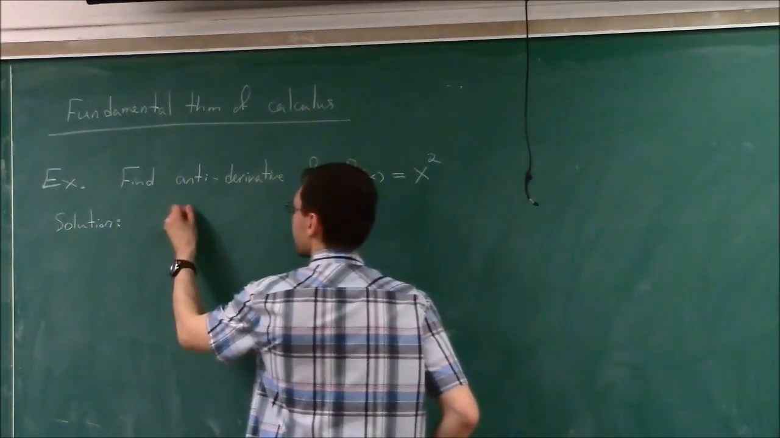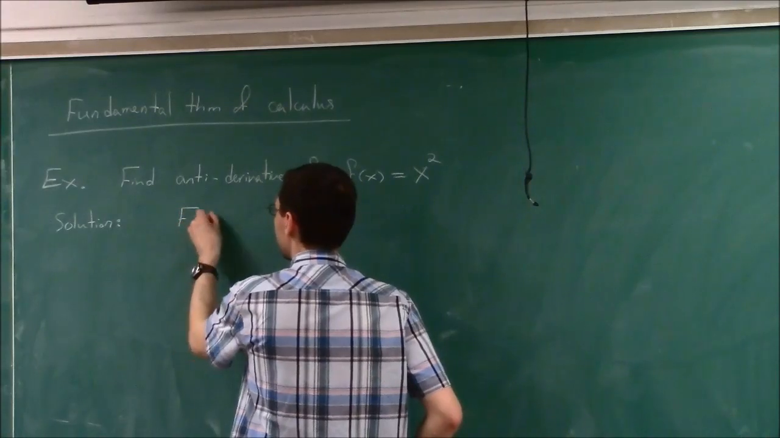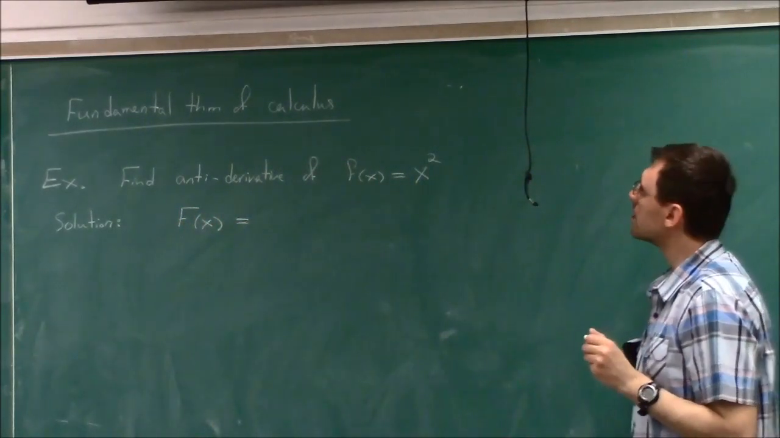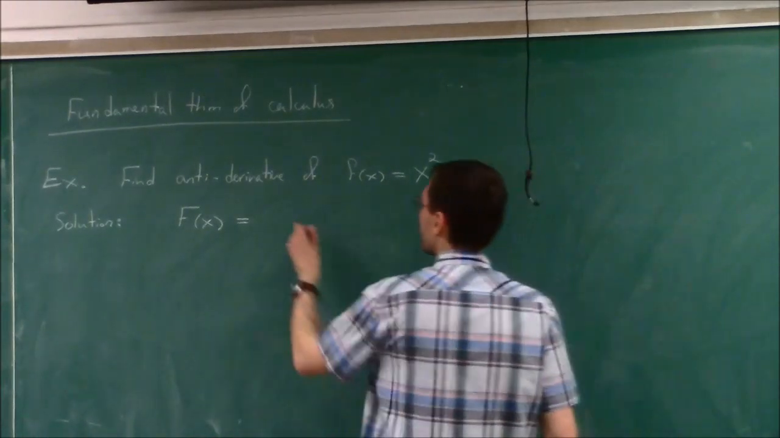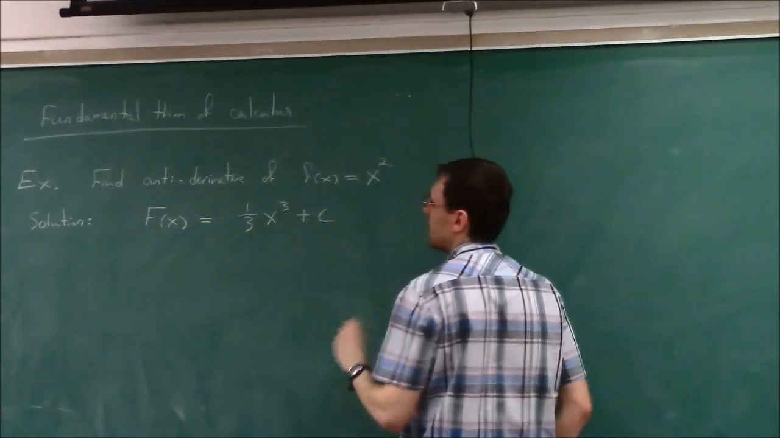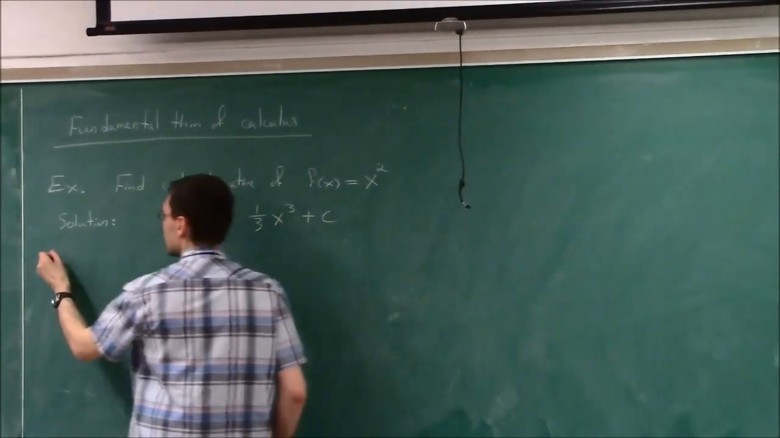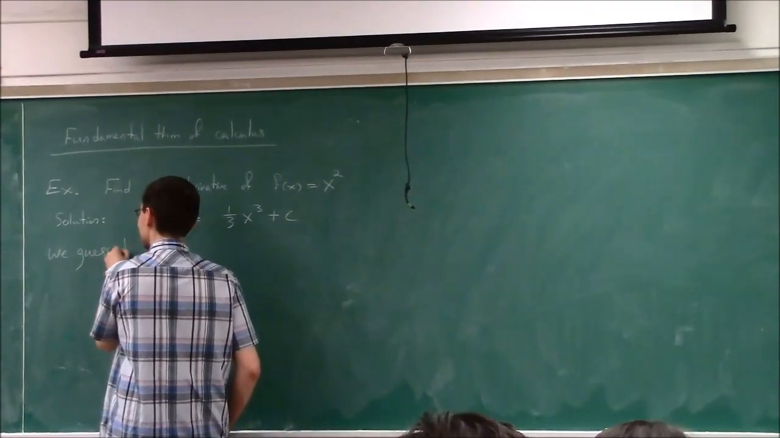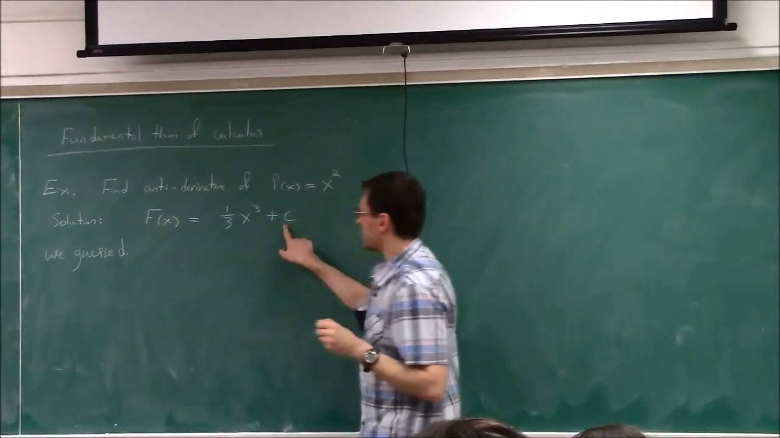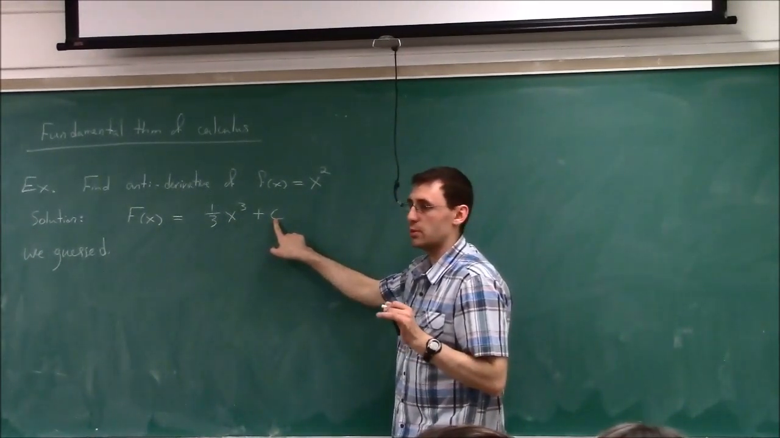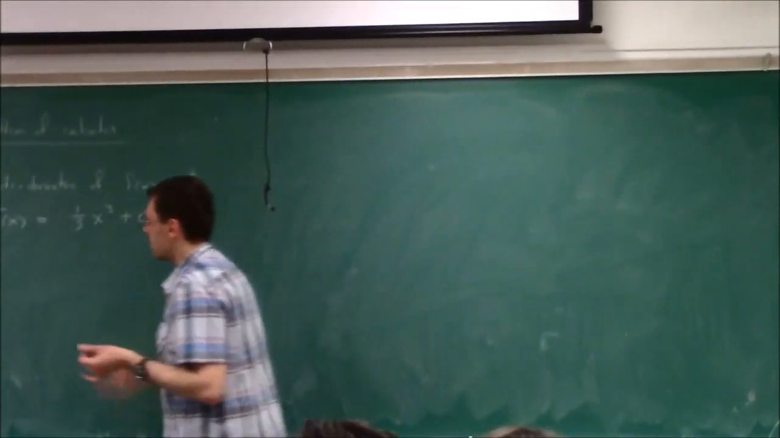Solution. Capital F of x equal to what? One third x cubed plus c, and we can say we guessed. We proved that if you guess one, all the others are plus a constant. I hope you understood this proof. It was based on the mean value theorem, but we guessed, right?